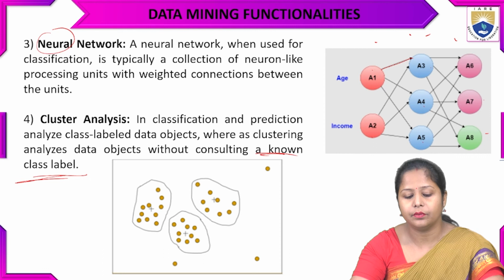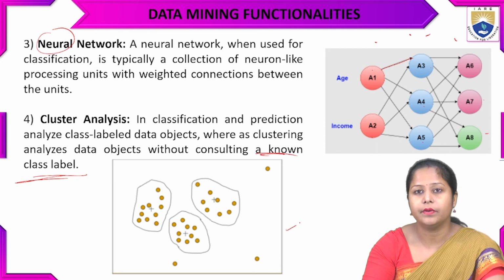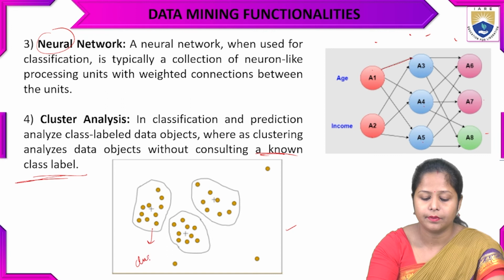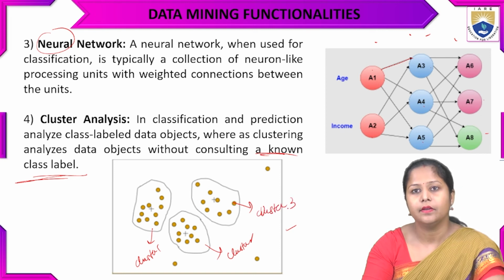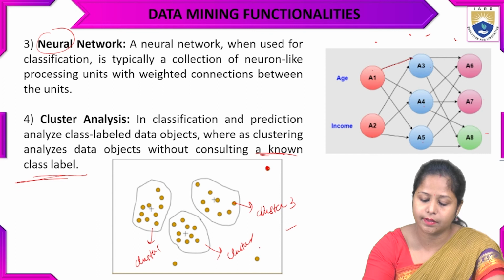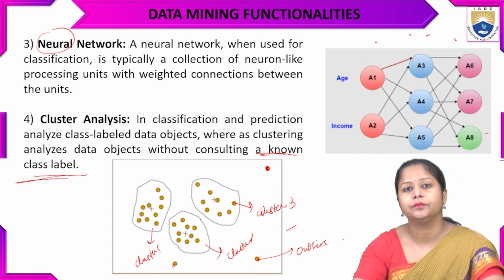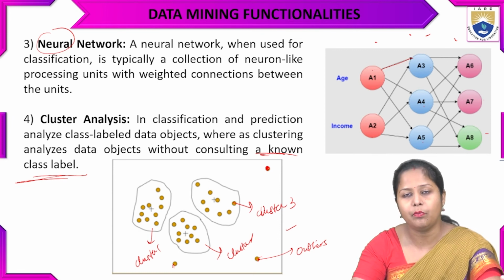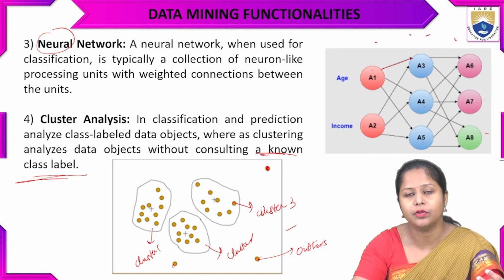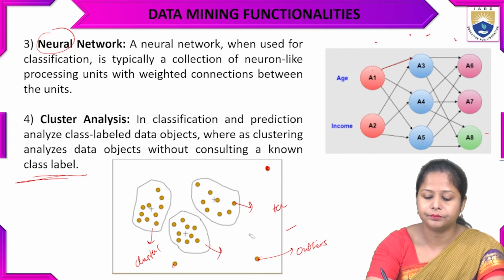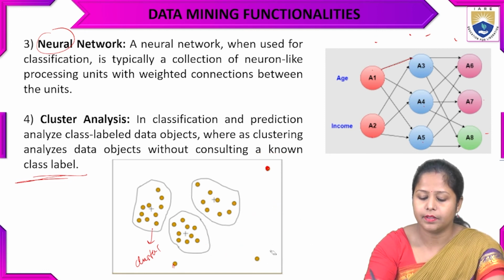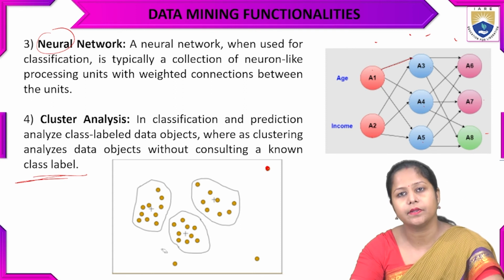For example, in this figure we can see three clusters have been made: cluster 1, cluster 2, cluster 3. Here some objects are there that are nothing but the outliers, which are beyond the clusters and the model. So these three clusters are depicted on the basis of the known class labels.